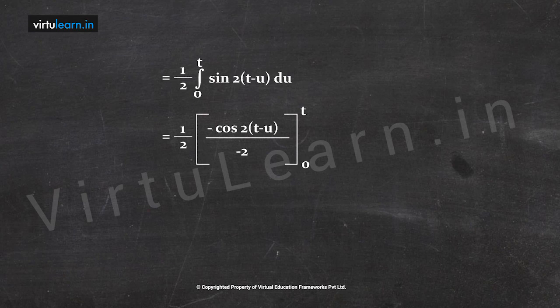Then at last 1 by 4 into cos 0 minus cos 2t. I am just applying limits. 1 by 4 is outside, I have cancelled the minus. The upper limit gives cos of 2 into t minus t, which is cos 0. Then in place of u it is 0, so it becomes cos 2t. Therefore the final answer is 1 by 4 into 1 minus cos 2t. Like this we can apply the convolution theorem.